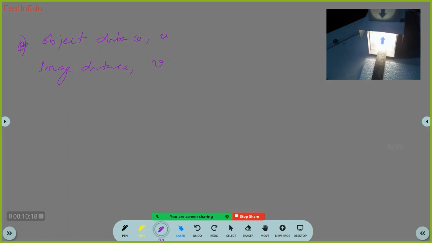Image distance means what? See, this is the mirror. This is the principal axis. And this is the focal point. This is the center of curvature. I am keeping the object here. So, yesterday I taught you this. This becomes the object distance. Right? Now the image of this is cast here. So this becomes the image distance. And from here to here, this is the focal length. Any question here? So I told between the C and F. Did you understand this? So now if I keep the object here, then the image distance will be V and this will be U. Okay?